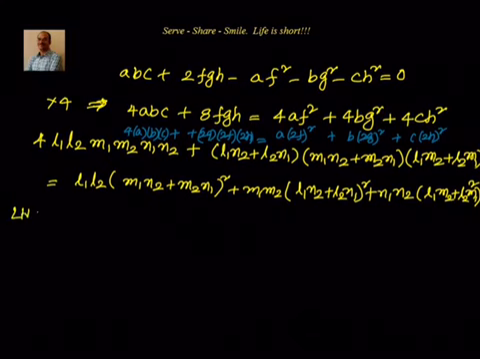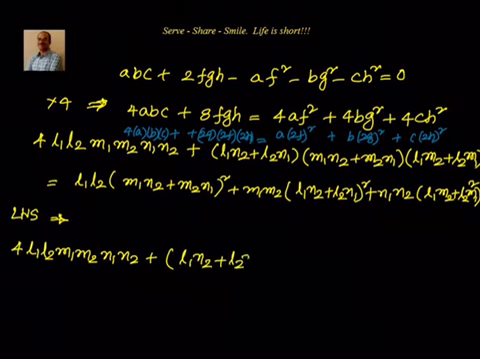LHS is what we are starting with. LHS is 4 L1 L2 M1 M2 N1 N2 plus (L1 N2 plus L2 N1) and multiply that with the other factor. We have 2 terms, so we should get 4 terms. So let's get those 4 terms. First, M1 N2 into L1 M2, that is nothing but L1 M1 M2 N2.